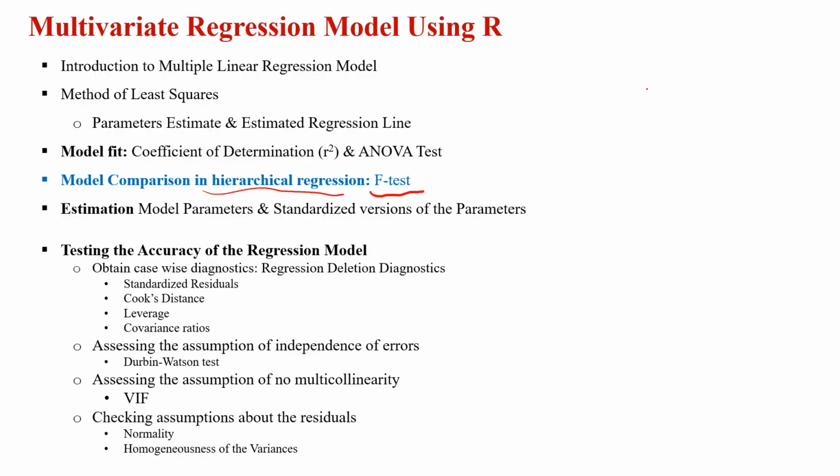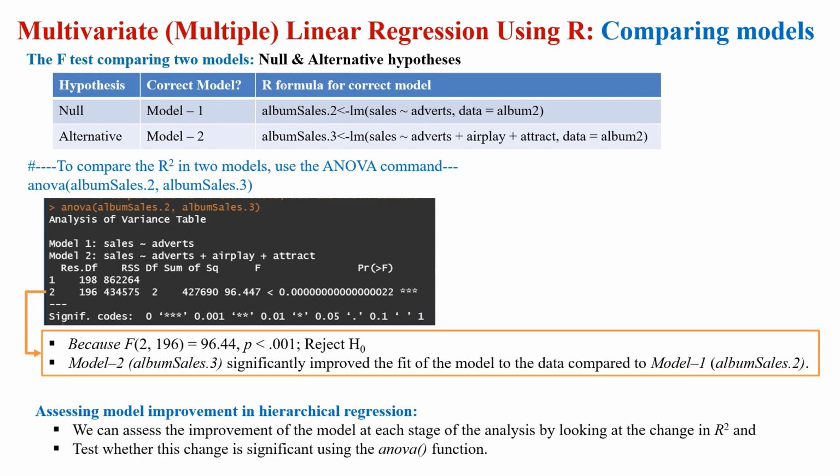Now I want to check whether model 1 is the better one or whether model 2 is the better one. As you know, model 1 has the dependent variable and only one independent variable, whereas model 2 has the dependent variable and three independent variables. And in R, we have a function called ANOVA.